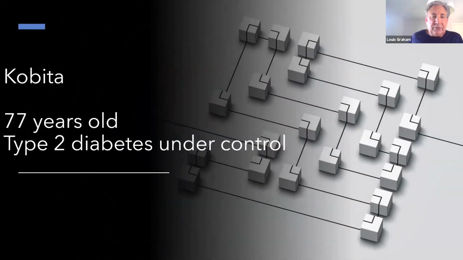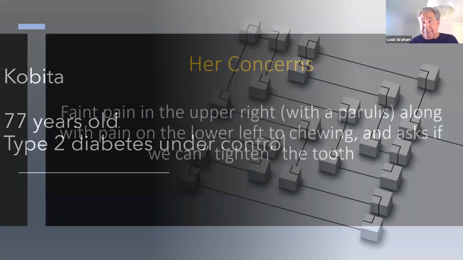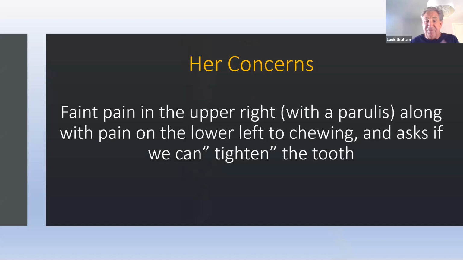So I just want to show you one quick second case. This is Kobita. She's 77 years old, type 2 diabetic. She came in with faint pain in the upper right area, and she had a periapical lesion. She had pain on her lower left to chewing, and she asked us if we could tighten the tooth.